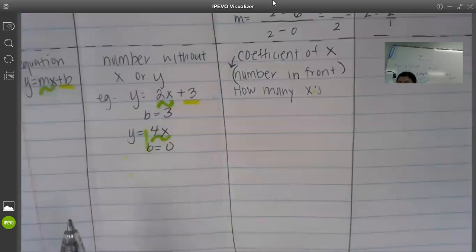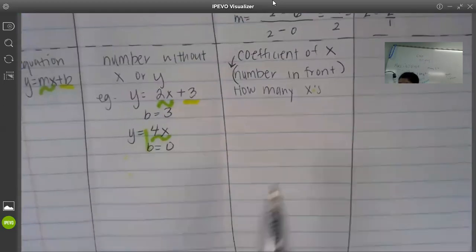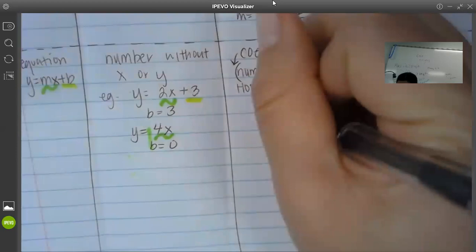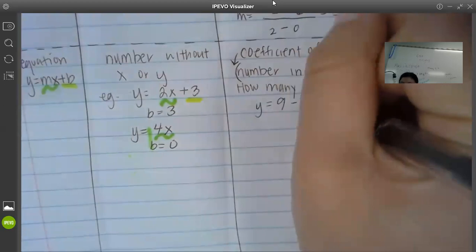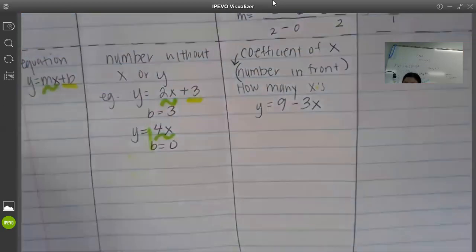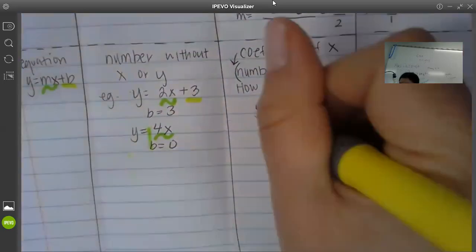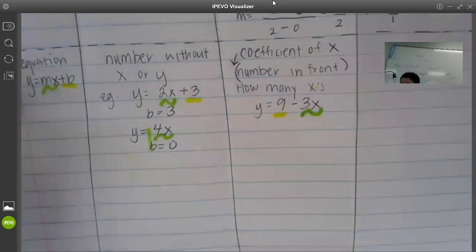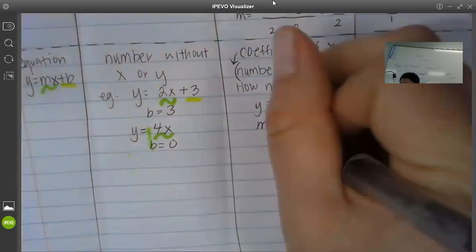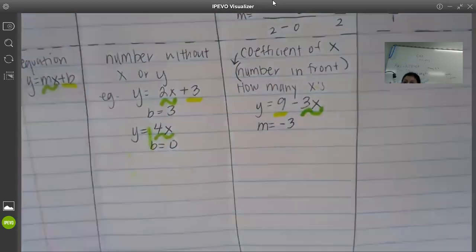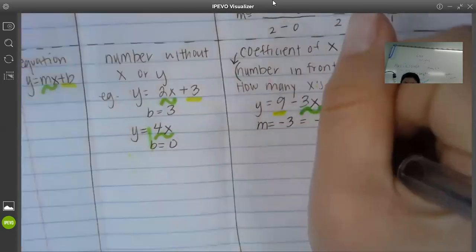That's the one with X. I squiggly this one. The coefficient is 4. So a squiggly, that's the one with the X. Let's underline. That's the number without X. So for this problem, my slope, the coefficient of X, would be -3. The negative is super important. I could also rewrite that as -3/1.